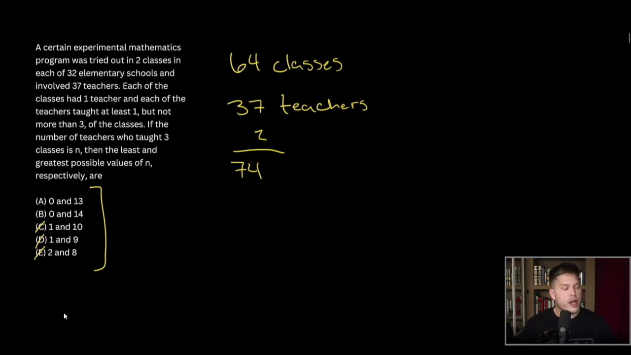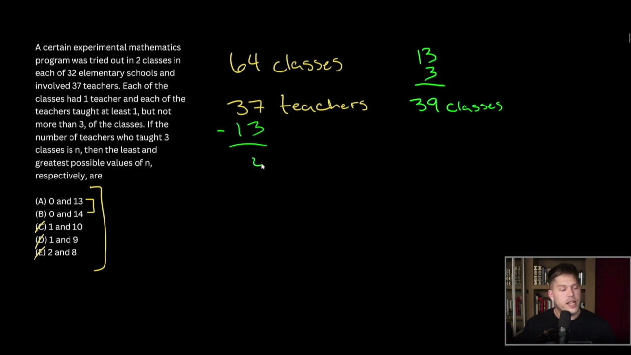Now let us think about the maximum value. Again, let's use our answer choices. We know the maximum is either going to be 13 or 14. So let's change colors. Let's assume the maximum is 13. This means that 13 teachers taught 3 of the classes. If 13 teachers taught 3 of the classes, that's a total of 39 classes that are taught. And we used 13 of our teachers. If we use 13 of our teachers, then let's subtract 13 from our amount of teachers. So that means we have 24 teachers left.